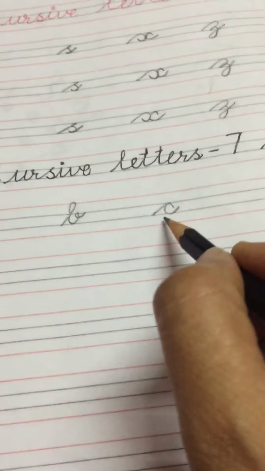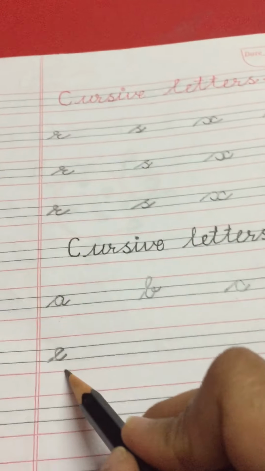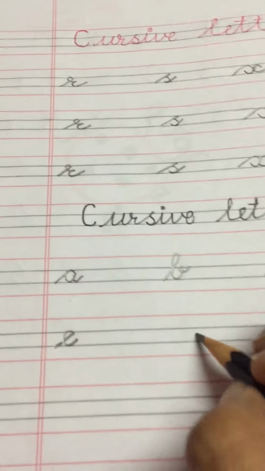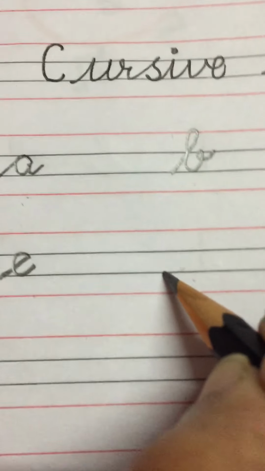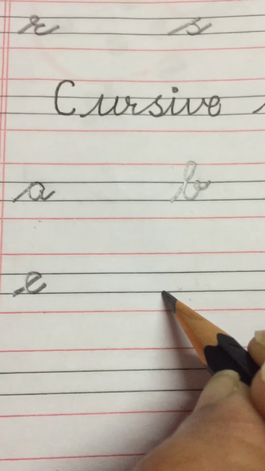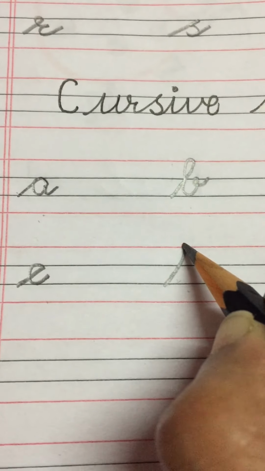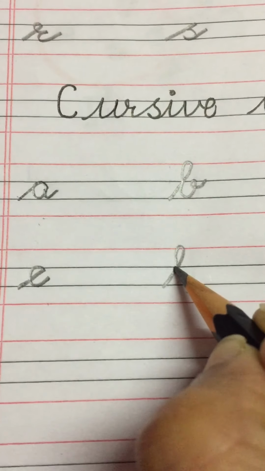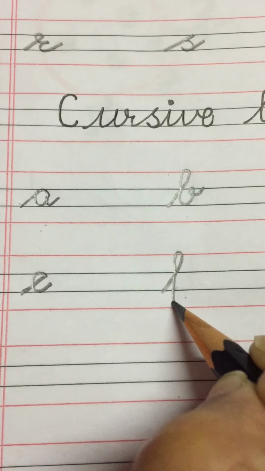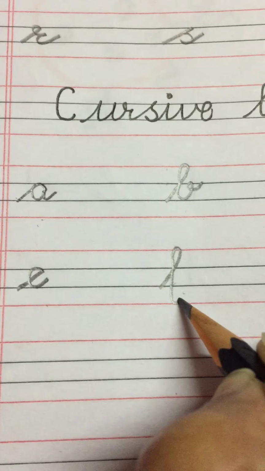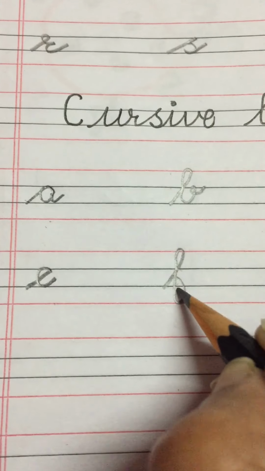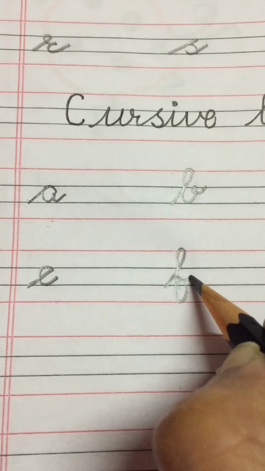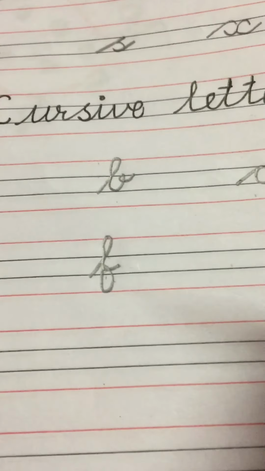Now, what comes after E? A, B, C, D, E, F. F is as similar as letter B. So let's start. Start from the third line, go up, touch the red line, come down, cross it over here. Now come down till red line. Now go up, come here, touch it. In between these two lines you have to touch, make a loop and do like this. This is letter F.